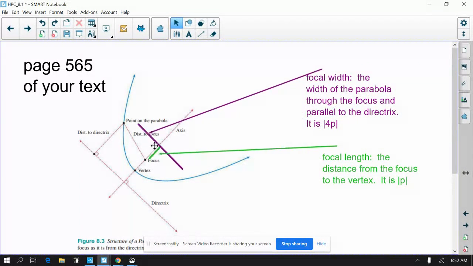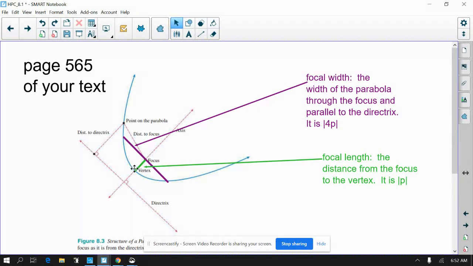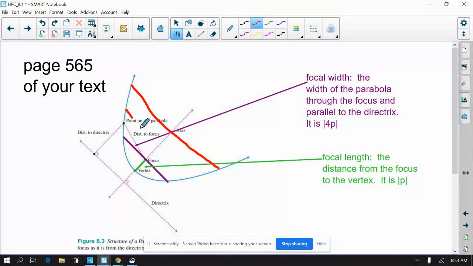There are just a couple of new things. This is called the focus. We already know what the vertex is. So the 2 big additions are the focus, which is just one point, and the directrix, which is a line. The distance between the vertex and the focus is called the focal length. And this purple line is called the focal width. So how wide is the parabola? The parabola's width could be different, this section is wider than this section. So we all have to agree that when we talk about the focal width, it's the width of the parabola that goes through the focus.